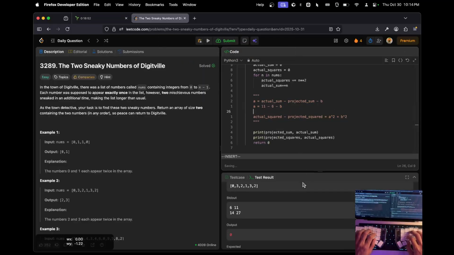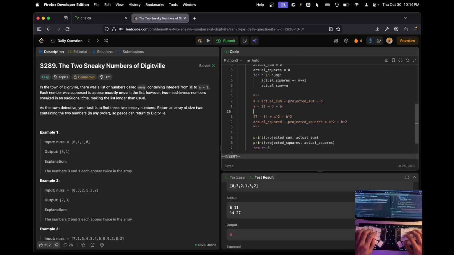And for the squared parts, we got 27 minus 14 is equal to A squared plus B squared. So A is equal to 5 minus B. And this would be a 13. So 13 is equal to A squared plus B squared.